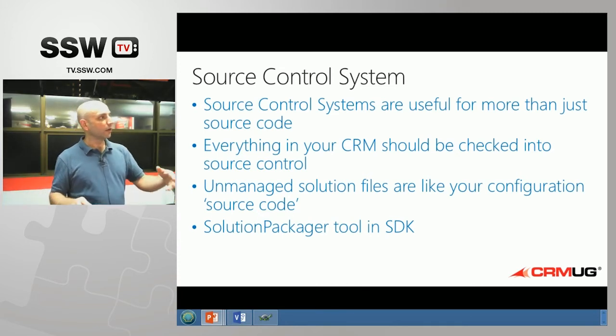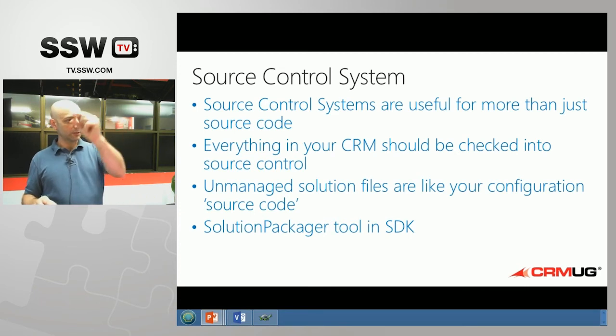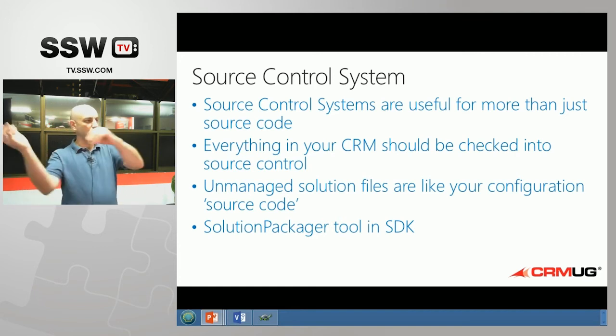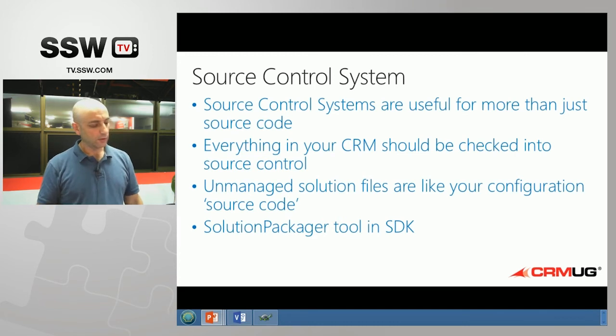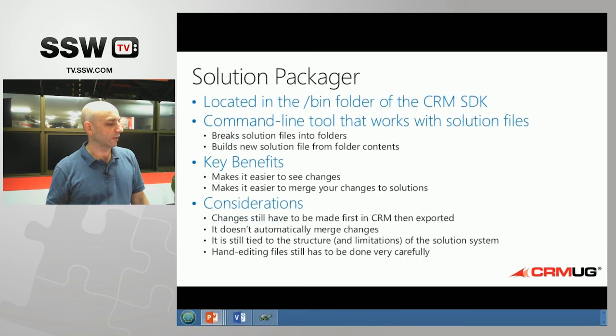In fact, the recommended way is to do both. Put in the zip file as well as the unpacked one. The unpacked one gives you the power to compare and do diffs. The zip file is like a library, just going in and out. We're not going to talk about the different branching strategies you can use depending on whether you're an ISV or not.